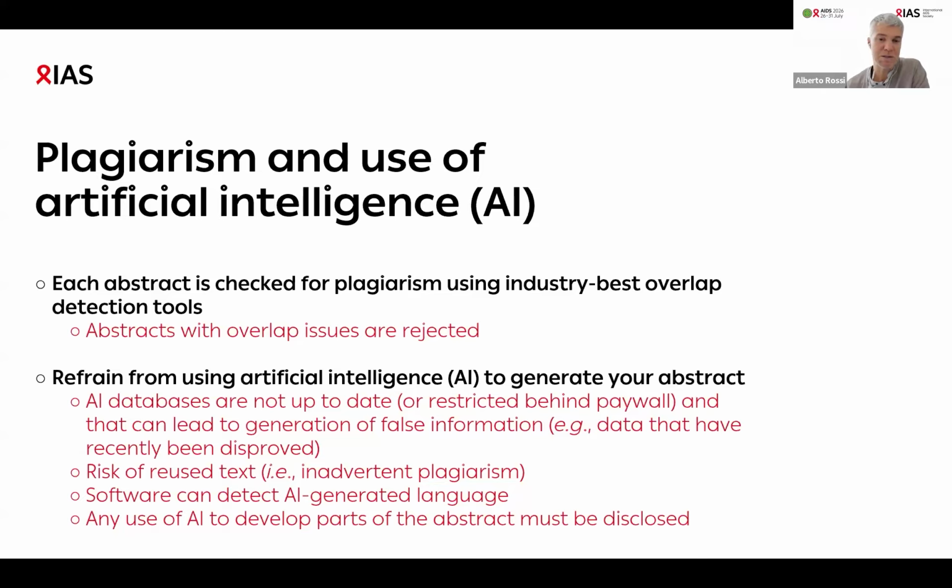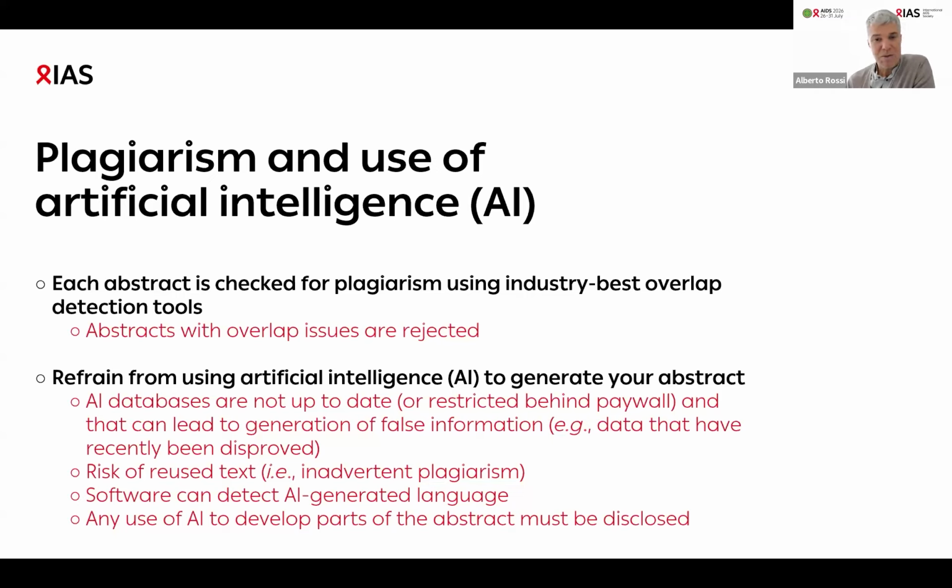Some articles these days, very many actually, are behind paywalls. That means ChatGPT is not going to pay the fees to see that article in order to respond to your question. So be very careful about using these databases. ChatGPT can give you a text but doesn't provide a reference for it, which means you could unintentionally fall into the plagiarism issue, and that will lead to rejection of your abstract. There is also software that can detect AI-generated language, and again, that will lead to rejection of your abstract.